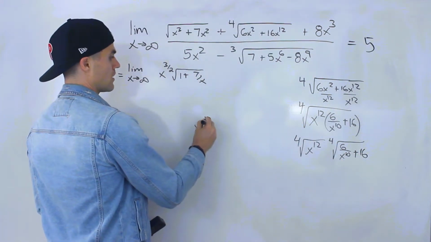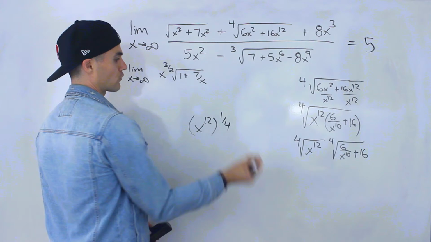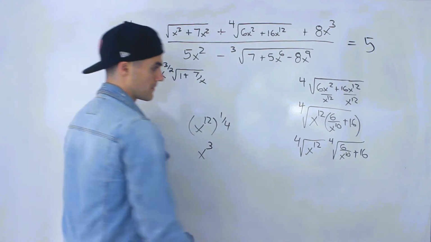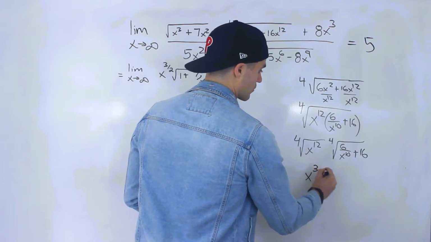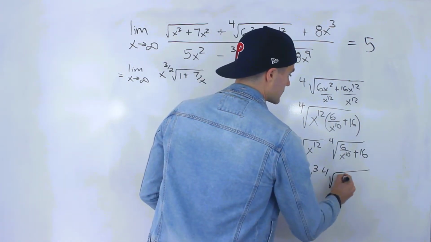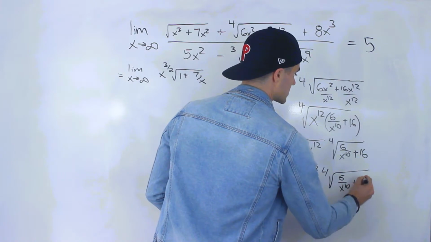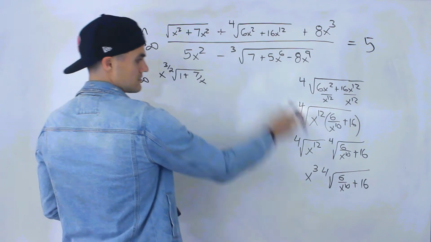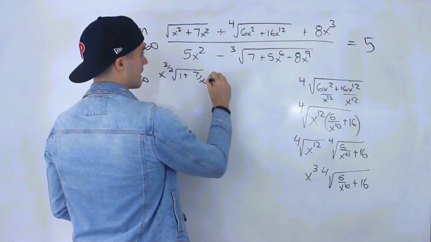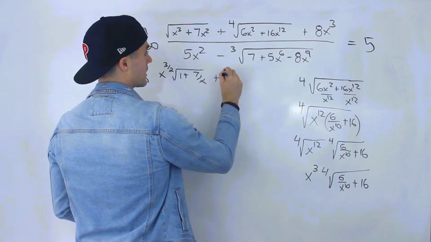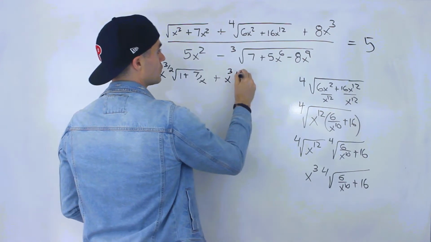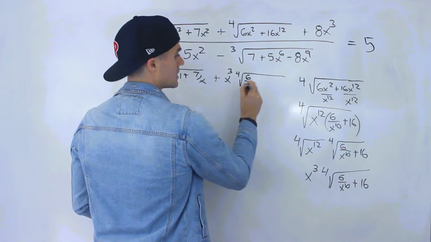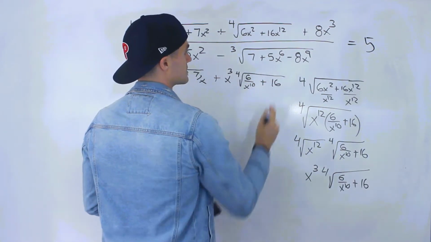Now, the fourth root of x to the 12 is x to the power 1 over 4, which would be x to the 3, since 12 times 1 over 4 is 3. So this here would be x to the 3, and then we'd have the fourth root of 6 over x to the 10 plus 16. This is the exact same as that, and I'm going to write it as that. So we have x to the 3, then the fourth root of 6 over x to the 10 plus 16.